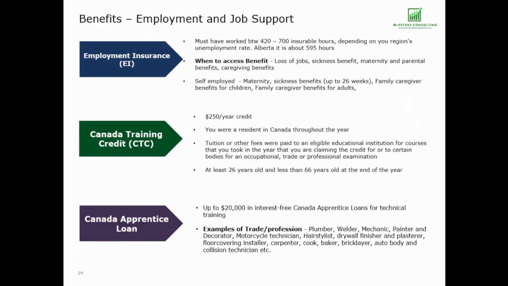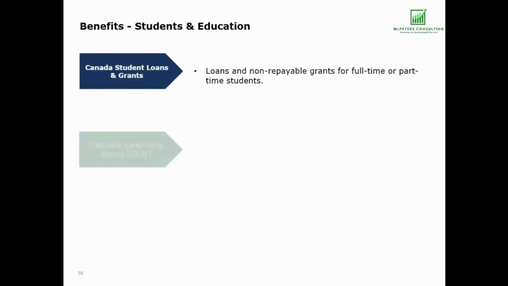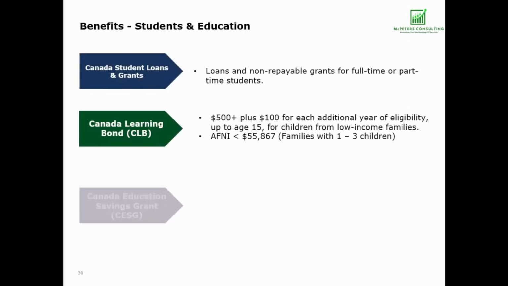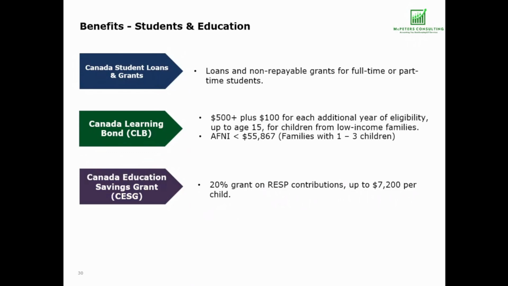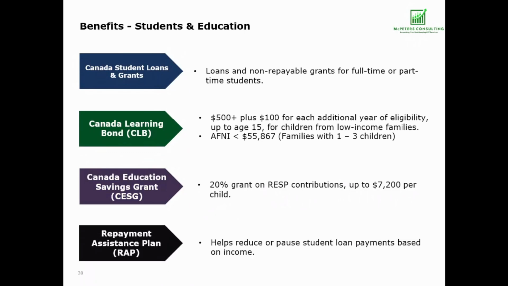I've spoken about Canada training credits and the Canada apprentice loan, just for people that are into trades like plumbing, welding, all those kinds of trades, and you want to go for an apprenticeship to learn. You can take a tax-free loan from the government, $20,000 tax-free, to support you also. For students, we all know our RESPs, so I wouldn't want to talk much on that because of our time.